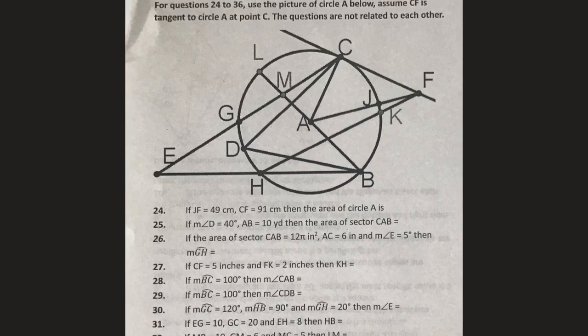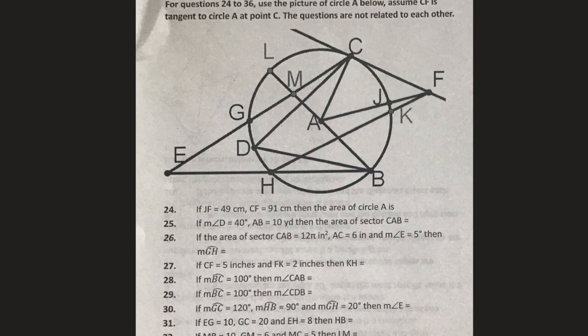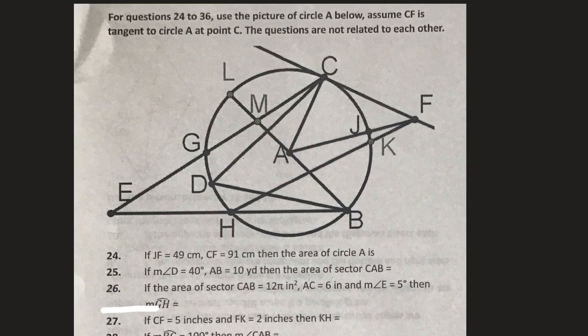Okay, let's pick up here at 27. We did 23 through 26 in another video. So 27 it is. If CF is 5, so what's CF? CF is once again this outside segment, right? It's a tangent. That tangent segment is 5. And FK, where's FK? FK goes this way, right? Down towards H probably. FK is 2. Then what is K to H?